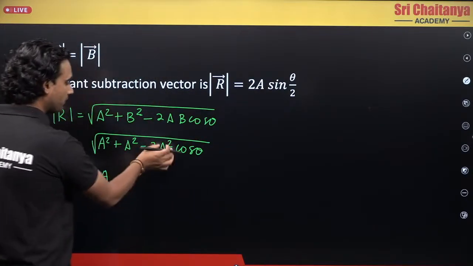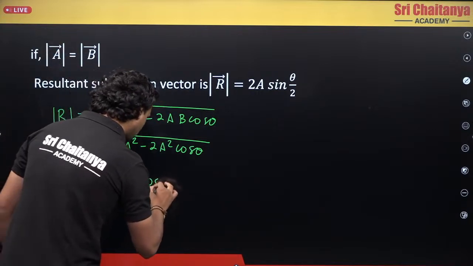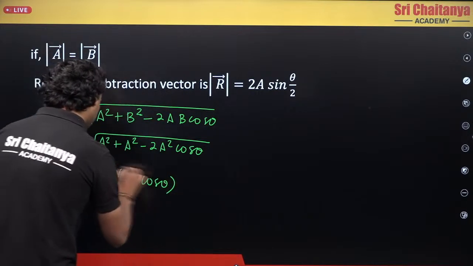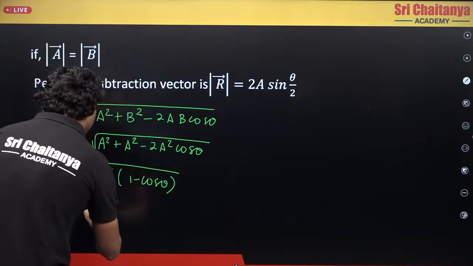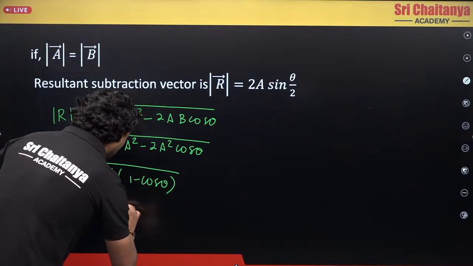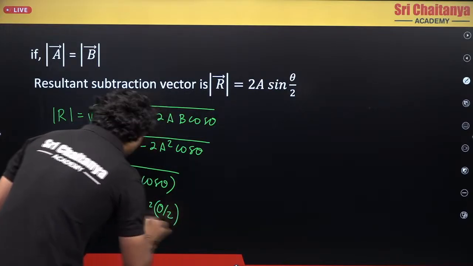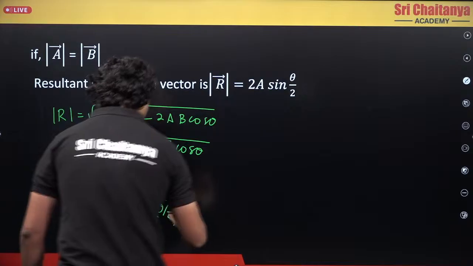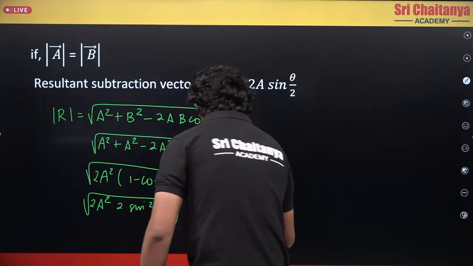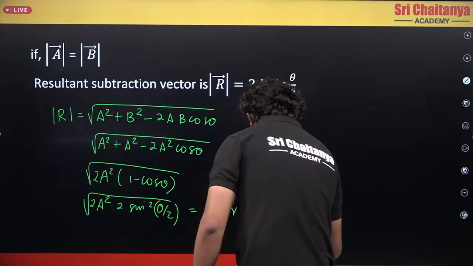Okay, so 2a square minus 2a square cos theta, so I am taking 2a square common, 1 minus cos theta, under root. And this will give me 2a square, and if I try to solve this, this will give me 2 sine square theta by 2, under root. Okay, and finally this will give me 2a sine theta by 2.